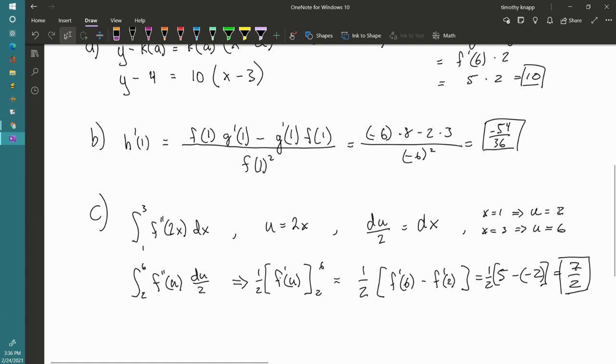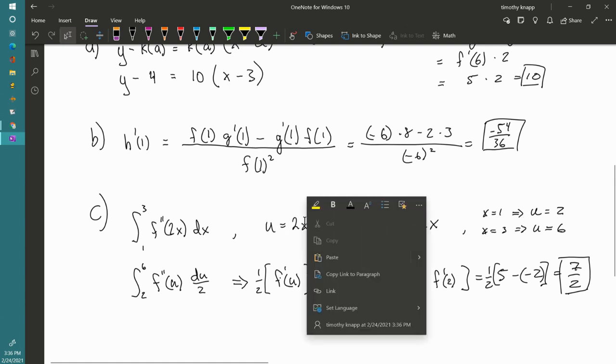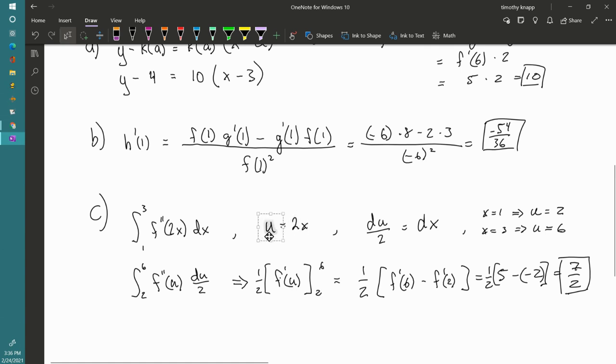So if x is 1, u equals 2, because I'm using this formula here. x is 1, u is 2 times 1. When x is 3, u is 2 times 3, or 6. So therefore, now my endpoints for where I'm going to integrate are going from, instead of 1 to 3, from 2 to 6. And then my substitution here, 2x became a u, and dx became a du over 2, right? So I go ahead and differentiate that, and now I go ahead and substitute that in.